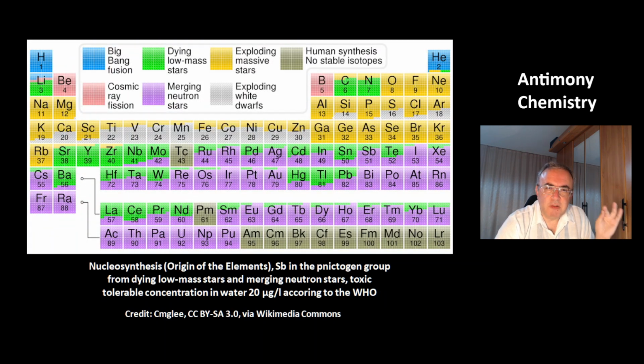This is a picture of the nucleosynthesis of the origin of the chemical elements. You can see antimony is here in the nitrogen group under arsenic. And these colors show that antimony is a product of dying low mass stars and merging neutron stars. Antimony is toxic, and the tolerable concentration in water is 20 micrograms per liter according to the World Health Organization.